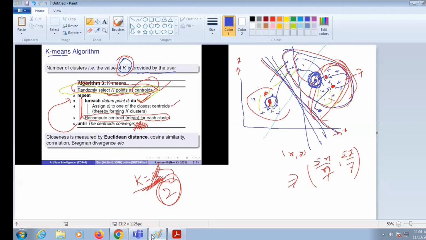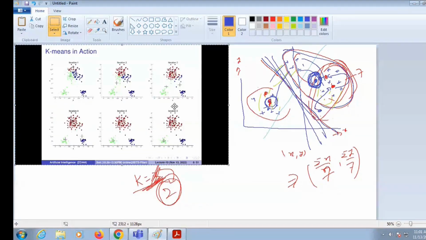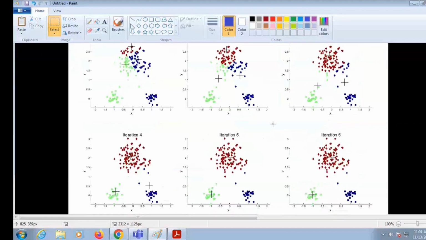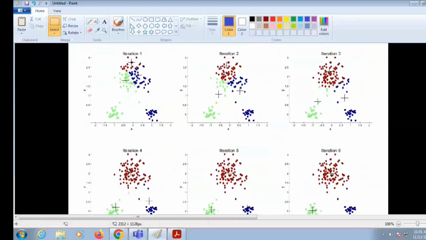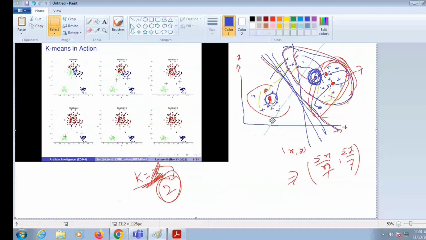One question. In this case, what was the K value? Is K 2 or 3? K is 3. Yes, K is 3 because three centroids are there. So 3. Yes.